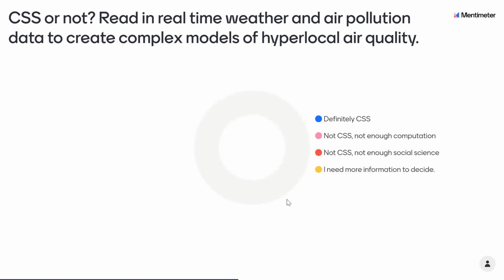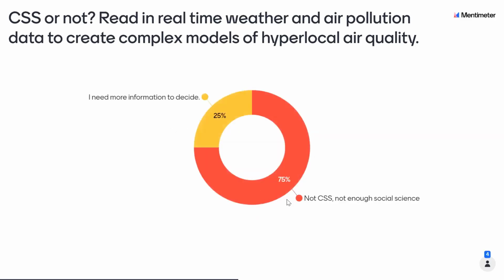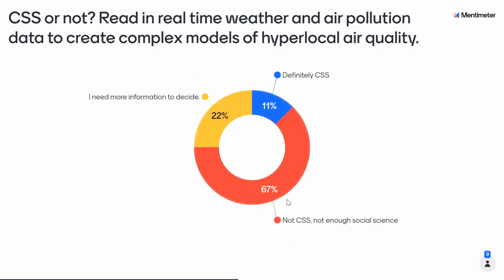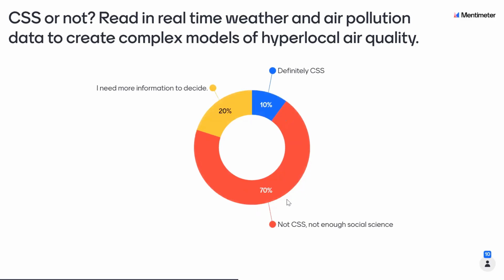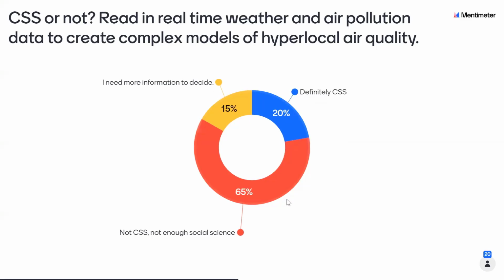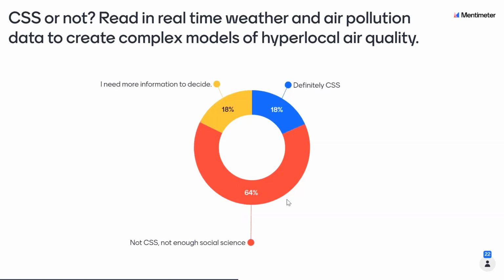Okay, so you're going to read in real-time weather and air pollution data to create complex models of hyper-local air quality. What do you think? Not enough social science. Good first instincts, need more information to decide. Definitely CSS. Yeah, again, this is one where I think it depends on the real focus of the research question. Are you creating models of hyperlocal air quality to show why people of certain income brackets are choosing to live in one area or another? That would be a very social science question.